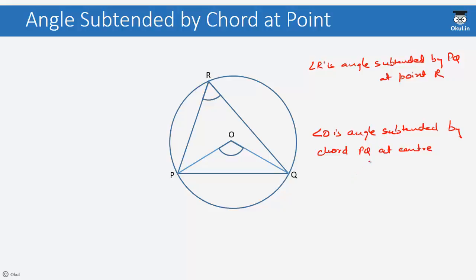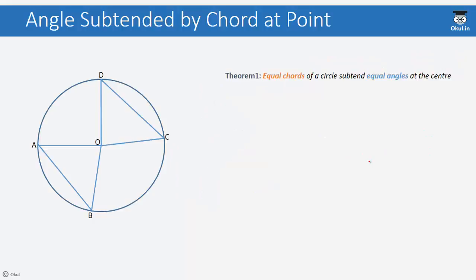Now let us learn about the theorems. Theorem 1 states that equal chords of a circle subtend equal angles at the center. We see that we have the circle and we have two chords, AB and CD, and these chords are given to be of equal length. So AB is equal to CD.